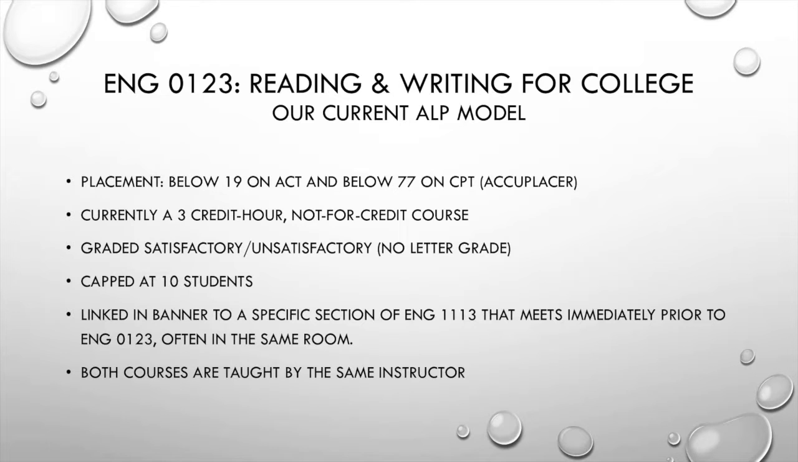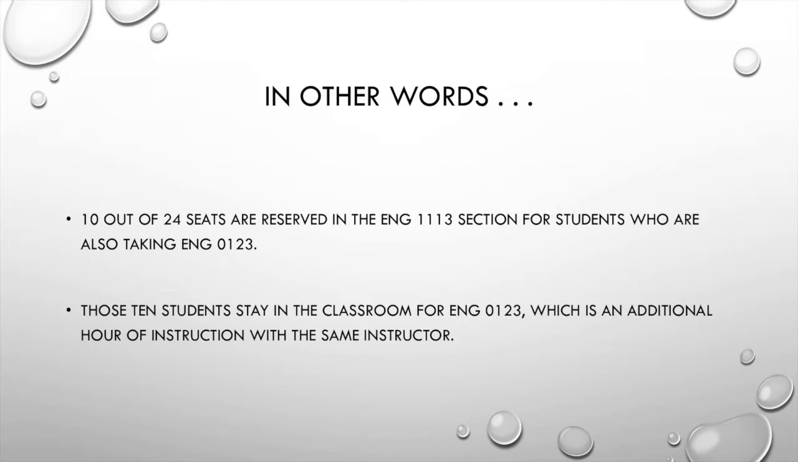In our computer system, called Banner, we link one section of English 1113 to one section of English 0123 through a co-requisite code, which lets students and advisors know that they must take both courses during the same semester. Both courses are taught by the same instructor, usually back-to-back in the same room. So, in short, 10 seats in English 1113 are reserved for 10 students who will also take English 0123 from the same instructor, usually in the same room, usually in the class period immediately after English 1113.